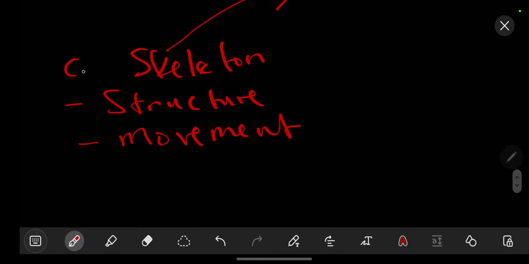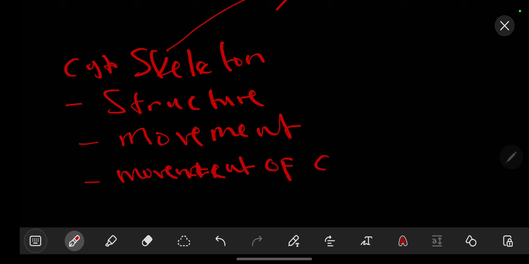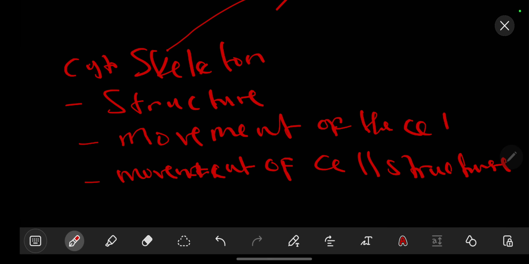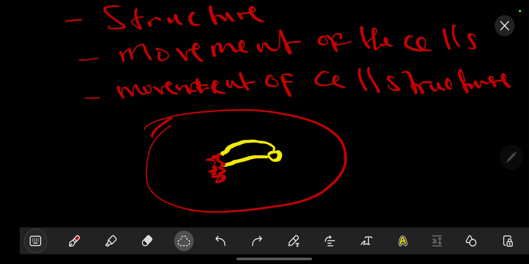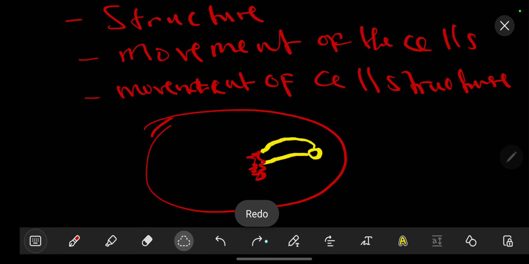Now the cytoskeleton also helps in the movement of cell structures. So get the difference between this movement and the movement of the cell. Now when we talk about the movement of the cell structures, what we are simply talking about is this. So let's say that the one in red is the cell structure. So the cytoskeleton will be able to move it like that. So this is the movement of some cell structures.